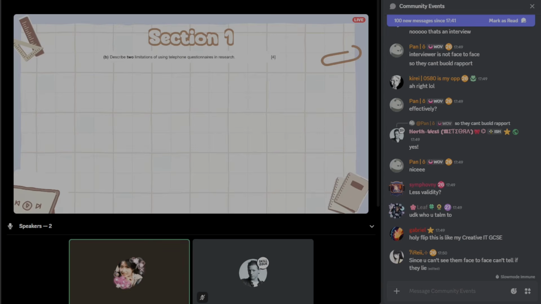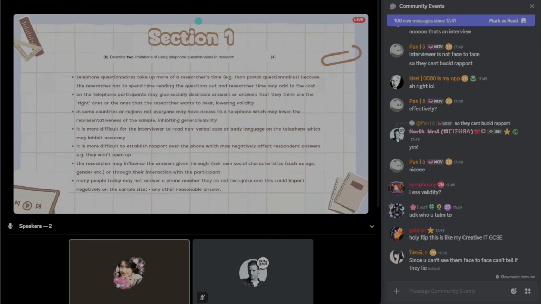So, yes. So, Meteora, can you please click? Okay, so here are the answers. Telephone questionnaires take up more of a researcher's time because the researcher has to spend time reading the questions out, and researcher time may add to the cost. Of course, if people are declining all the time, then they will also have to find other respondents. That's going to take a long time.